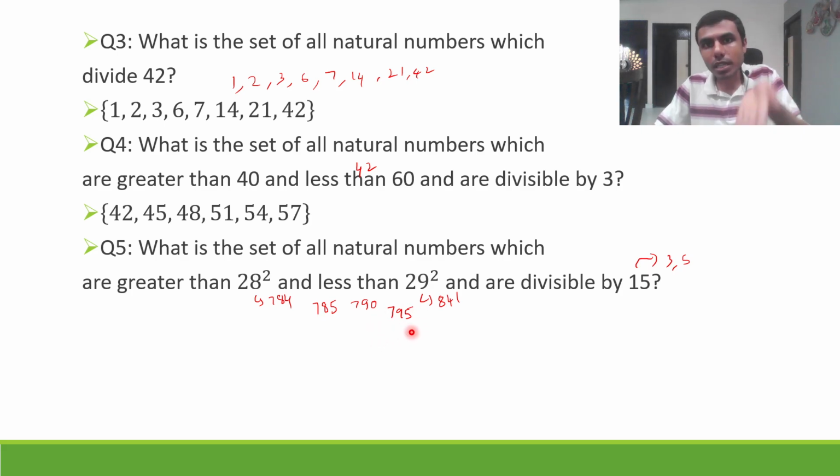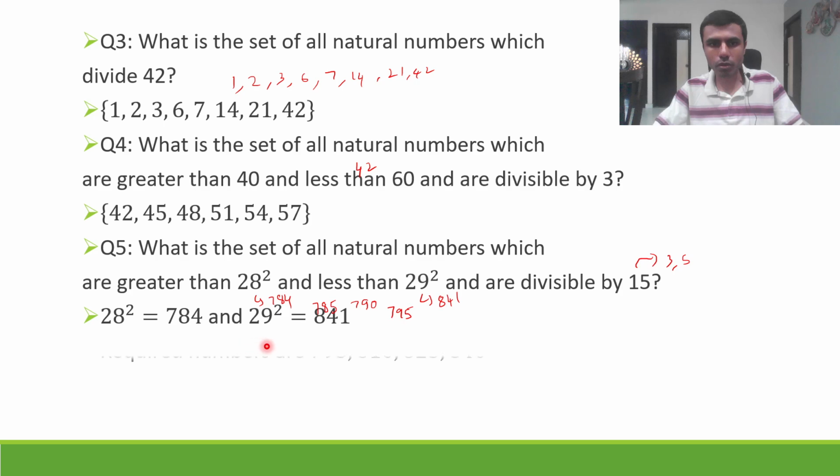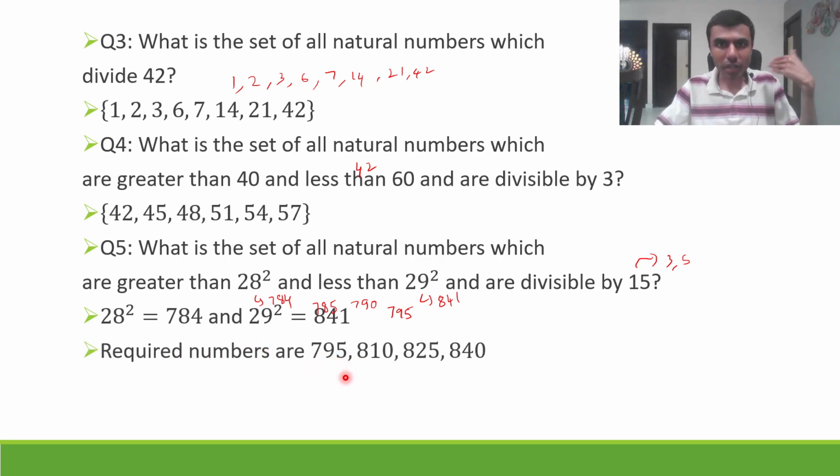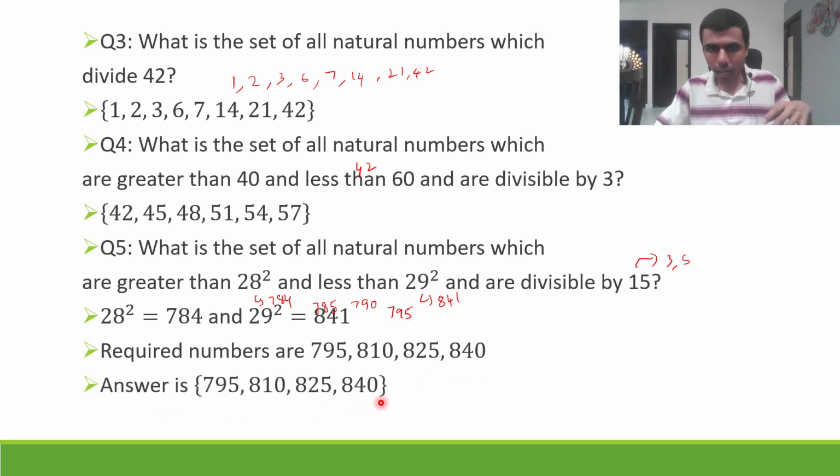What is the next number that will be divisible by 15 after 795? It will be add 15 to this. So you will get 810. Again add 15. 825. Again add 15. 840. Can I go more? No. My limiting number is 841. So I cannot go more. So numbers are 795, 810, 825 and 840. So this is my answer.